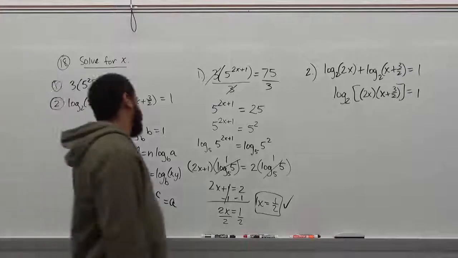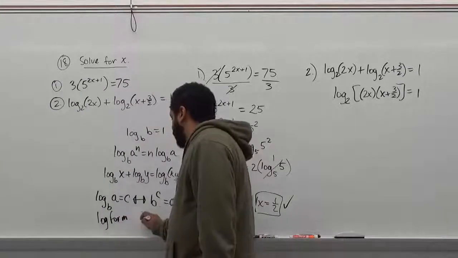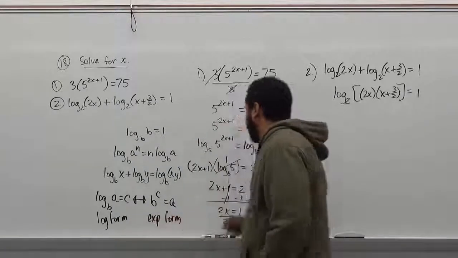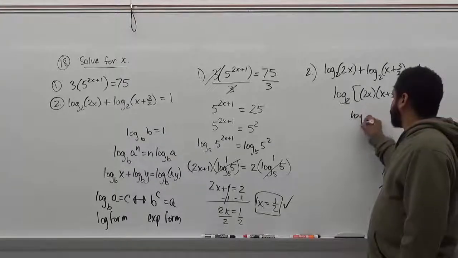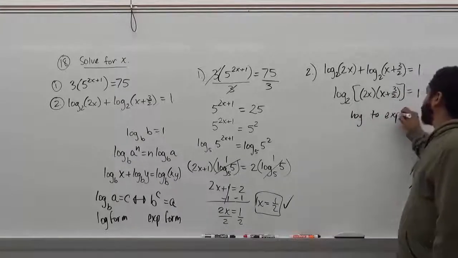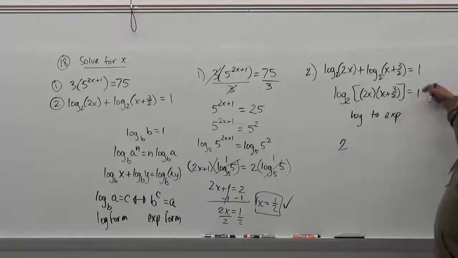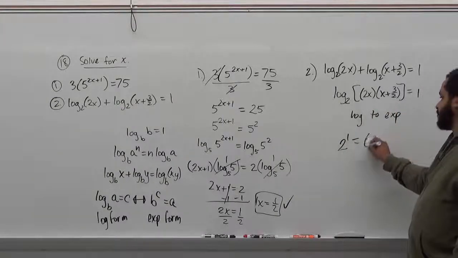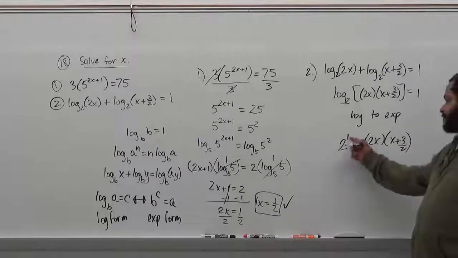And so we're going to use the change of base formula from log form to exponential form, and change this logarithmic form to exponential form. So to do that, we take the base of 2, raise it to the power of the solution, which is 1, and set it equal to the log term. We're going to raise this to the power.